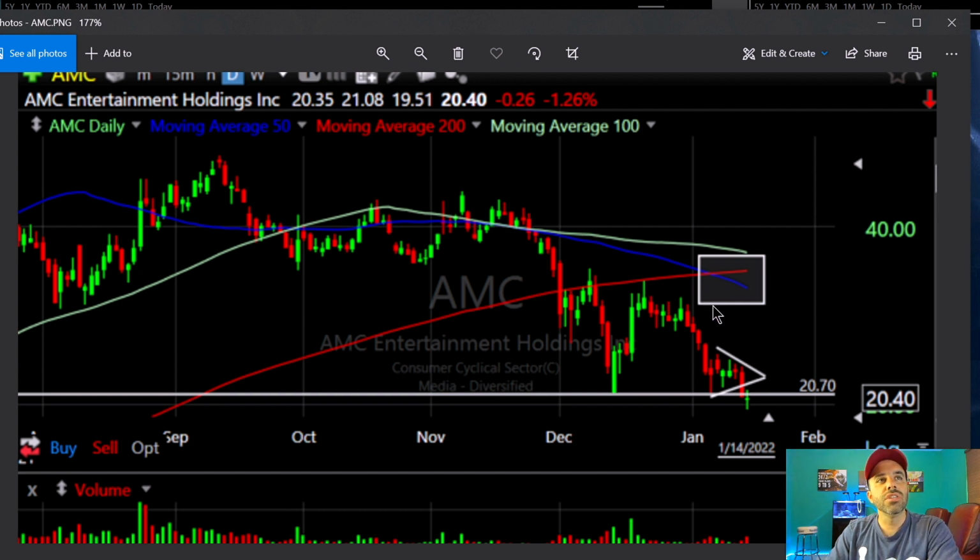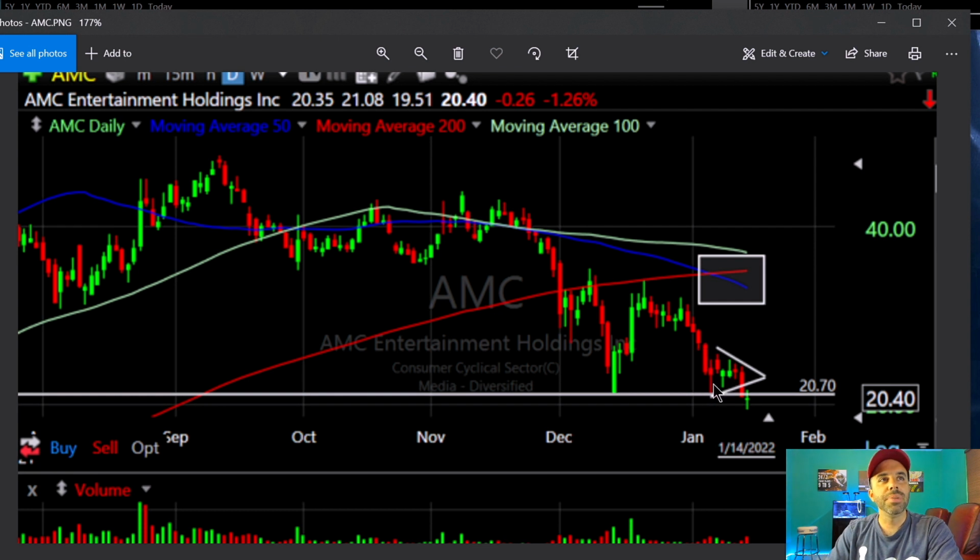The reason why you see this box here is because I was showing everyone that we were getting a death cross on the daily chart. We were not only getting the death cross, but we were also having ourselves a small bear flag formation here.